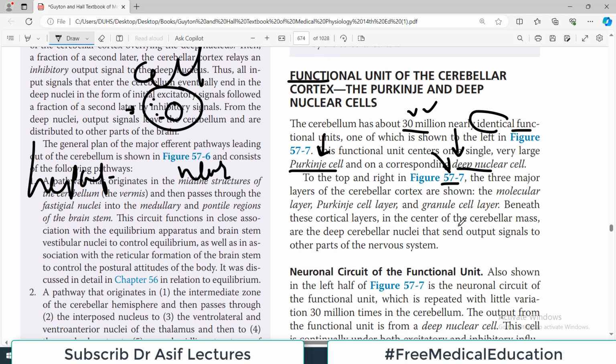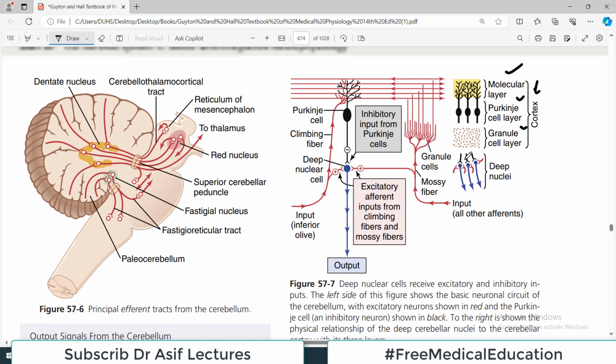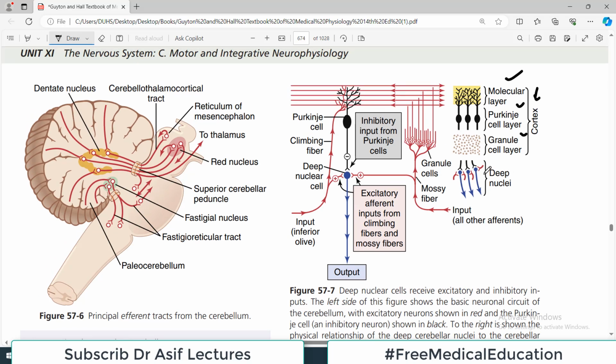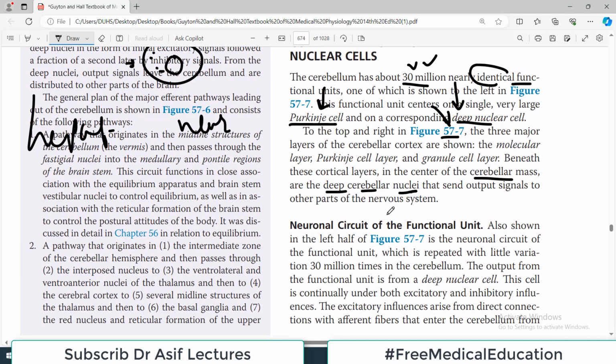Now these 3 layers के नीचे, beneath these cortical layers, in the center of the cerebellar mass are deep cerebellar nuclei that send output signals to other parts of the nervous system. So basically these are the deep nuclei, these are the cortical layers and these are the deep nuclei. और यहाँ से output निकलेगा. output का मतलब ये है कि cerebellum से निकलेगा and it will go to other parts of the brain.